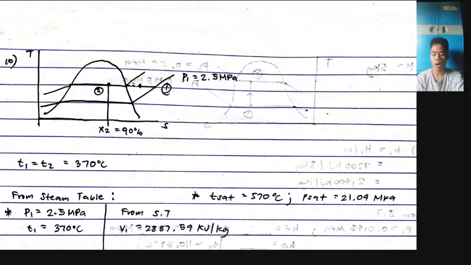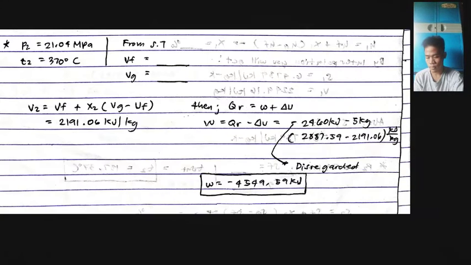So okay, from our steam table, T saturated equals 570 degrees Celsius, P saturated equals 21.4 megapascal. At P1 equals 2.5 megapascal, T1 equals 370 degrees Celsius. From our steam table, U1 equals 2887.59 kilojoule per kilogram. So next, at P2 equals 21.4 megapascal, T2 equals 370 degrees Celsius.